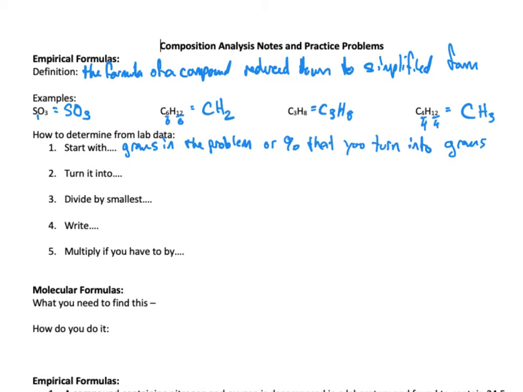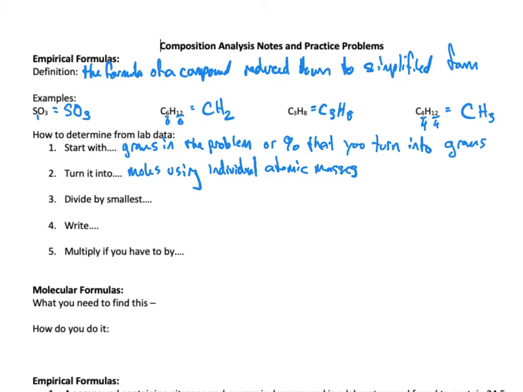Next, you will turn that gram amount into moles using the individual atomic masses. You have to do that for as many elements as you have in the problem. Whether it's 2 or 3 or 4, that's typically the most you would ever have to do. So convert each one of those individual amounts into moles with the atomic masses.